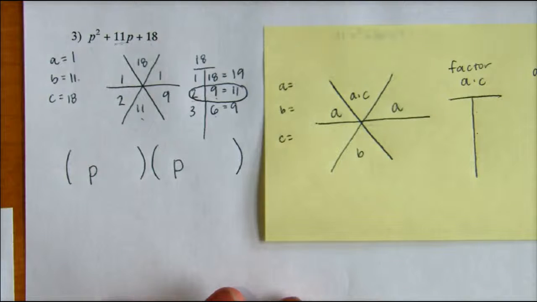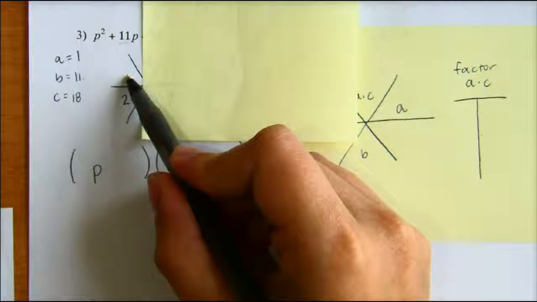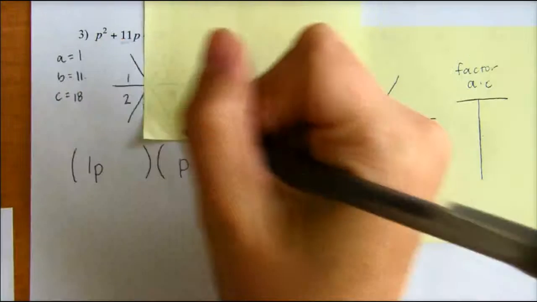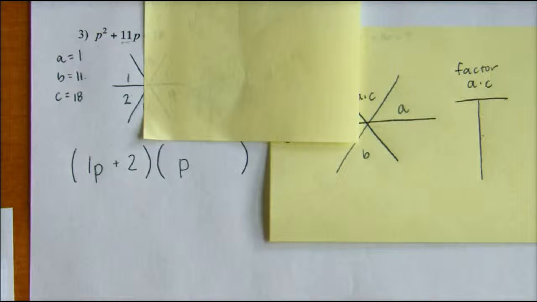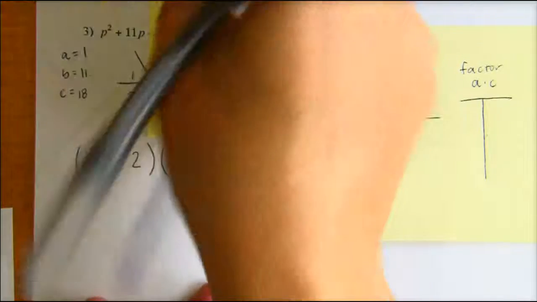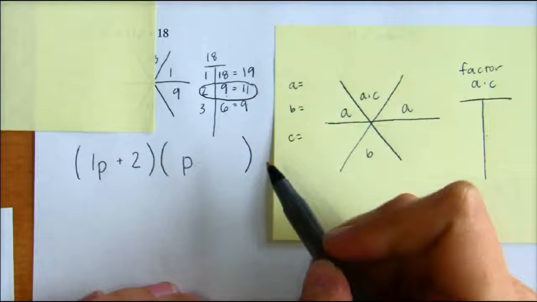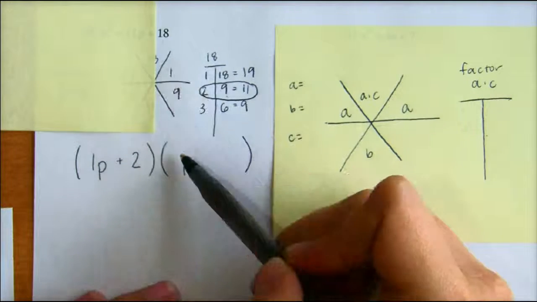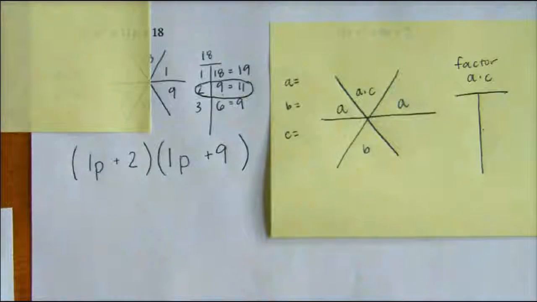Looking at the first half of my snowflake, I've got a 1 and a 2. So the 1 comes first, it goes in front of the p. This positive 2 is going to come after. I'm going to put a plus 2. It's really important that you get that plus sign. Looking at the other half of my snowflake, I've got a 1 and a 9. The 1 on top comes first, it goes in front of p. Then I have a positive 9, so I'm going to do a plus 9 at the end.